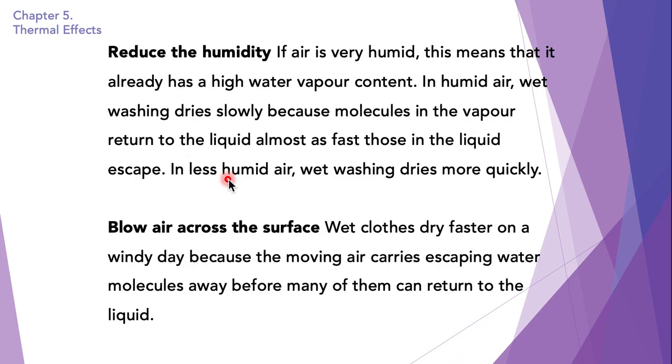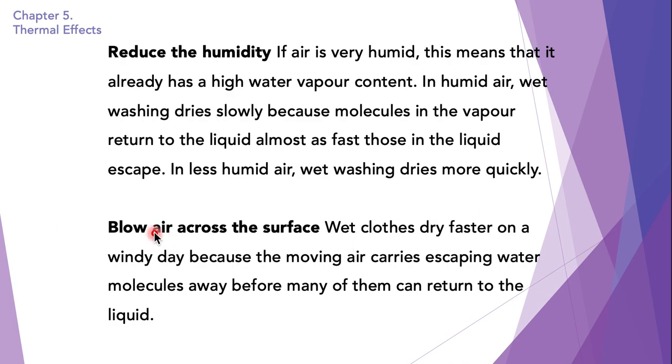The third way is to reduce the humidity. If air is very humid, this means that it already has a high water vapor content. So in humid air, wet washing dries slowly because molecules in the vapor return to the liquid almost as fast as those in the liquid escape. In less humid air, wet washing dries more quickly.